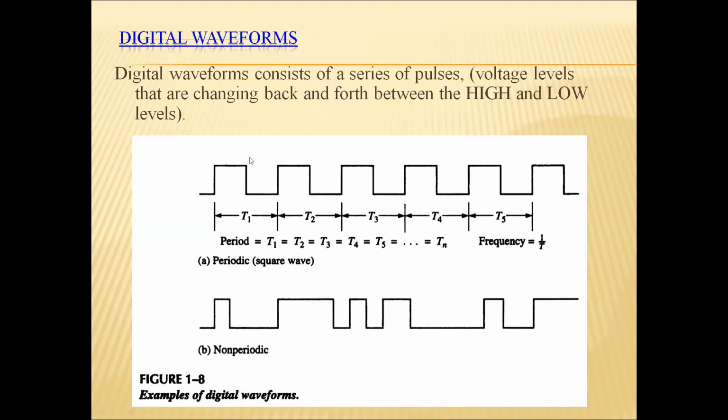So therefore, this concept has come, and this is periodic. Actually, you can see here a periodic square wave is generated. And here you can see it's not periodic. This signal is aperiodic, non-periodic. So these two types of signals you will always come to see in the near future. So this is basically a digital waveform.